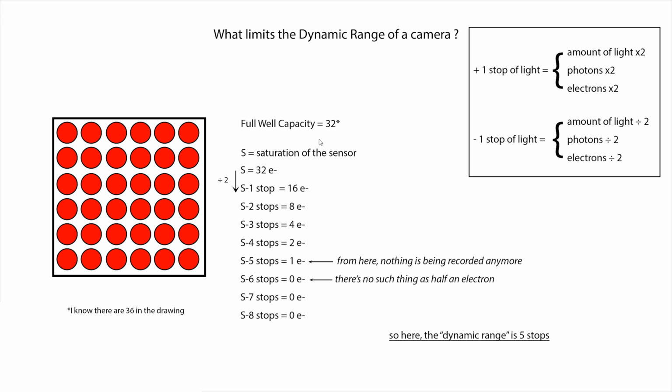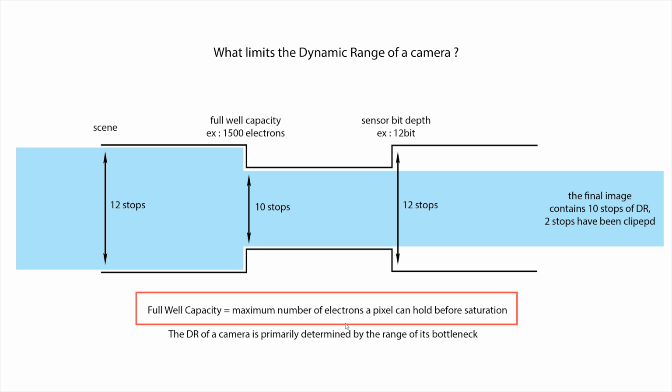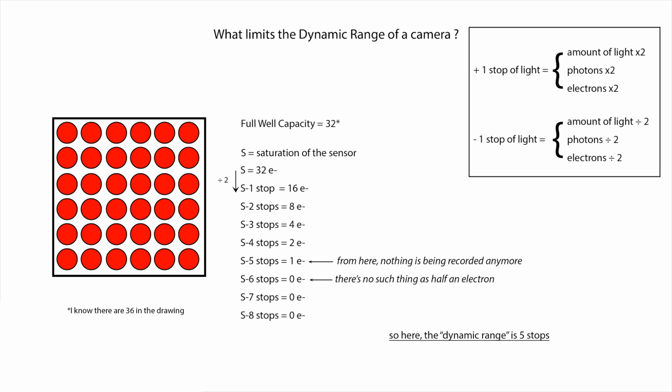So I said full well capacity is the maximum number of electrons one pixel can hold before it clips, before the signal saturates. So for example here, full well capacity is 32. So what it means is a certain number of photons will free up 32 electrons, and if there are even more photons arriving, the number of free electrons will still be 32. 32 is not by any means a realistic number, it's just a simplified version of a pixel.